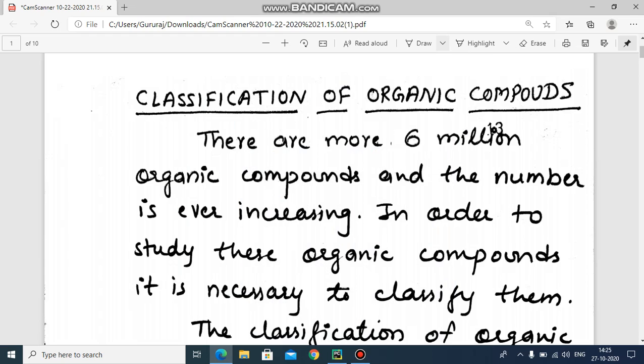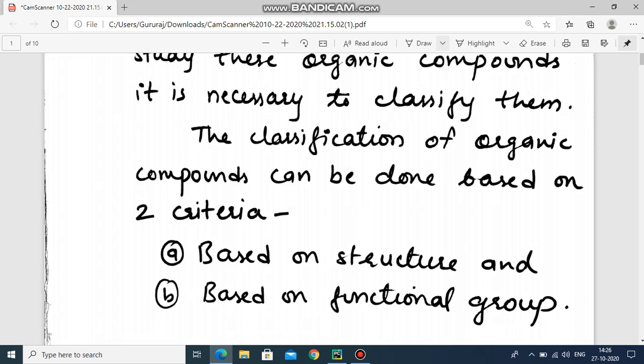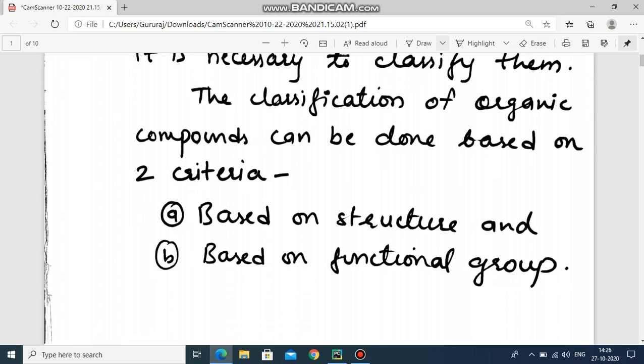So in today's video, I am going to teach you about the classification of organic compounds. There are more than 6 million organic compounds and the number is ever increasing. In order to study these organic compounds, it is very necessary to classify them. The classification of organic compounds can be done based on two criteria. The first one is based on the structure and the second one is based on the presence of functional group.